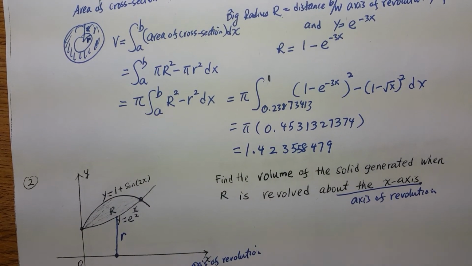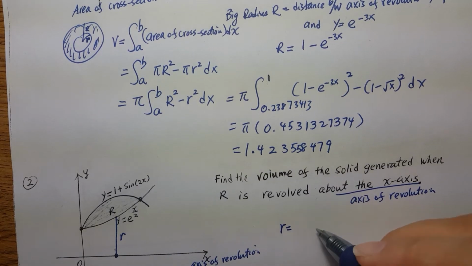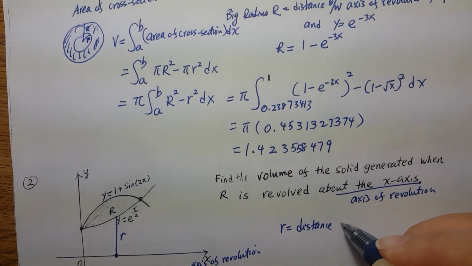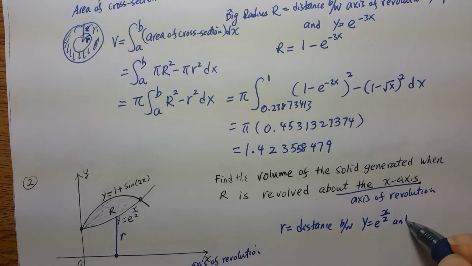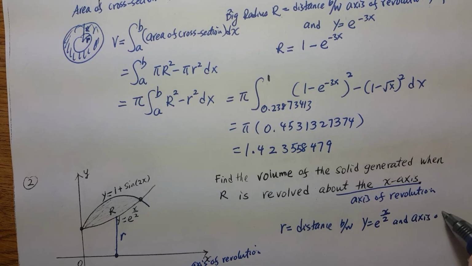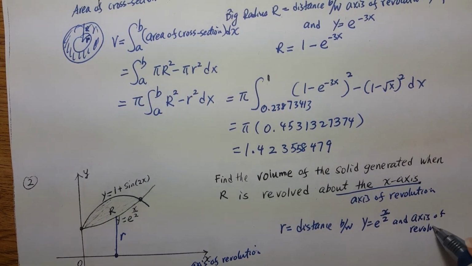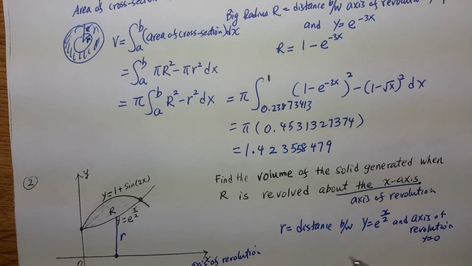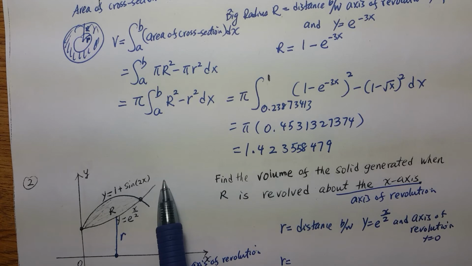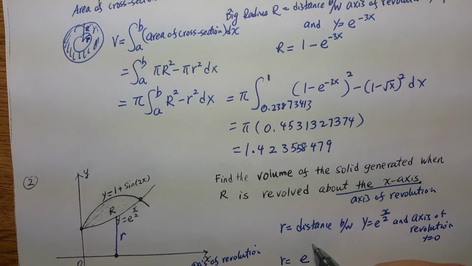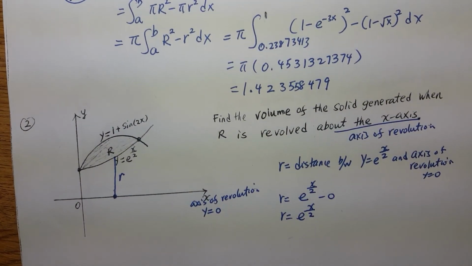Okay. So now you are going to say the small radius is equal to the distance between y equals e to the x over 2 and the axis of revolution, y equals 0. Therefore r is going to be top function minus bottom function. So top function is y equals e to the x over 2, bottom is y equals 0. So e to the x over 2 minus 0, simplify. So we got r equal to e to the x over 2.